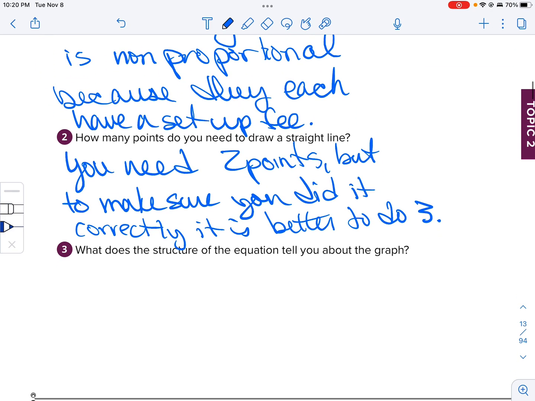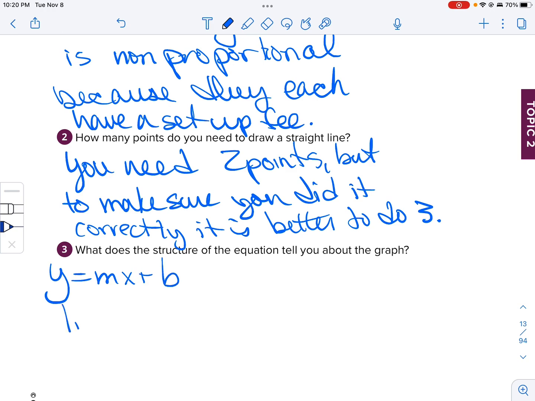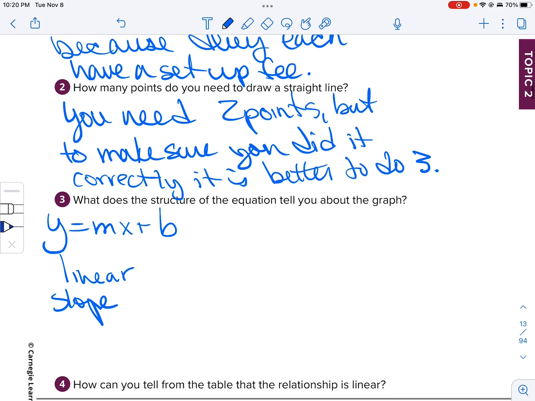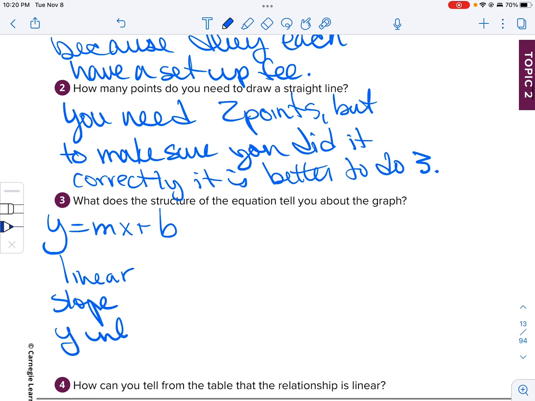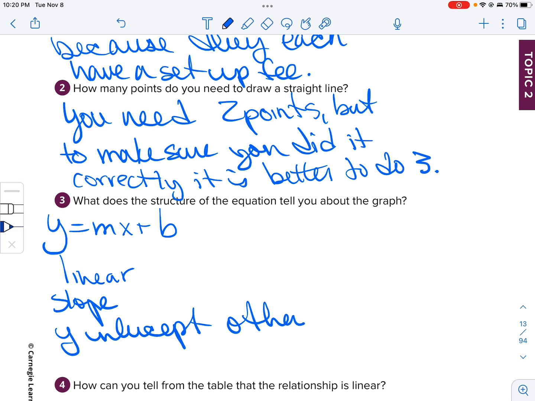What does the structure of the equation tell you about the graphs? Okay, so we have y equals mx plus b form, right? So it tells you that it's linear. It tells you it has a slope. It tells you it has a y-intercept other than 0, 0.